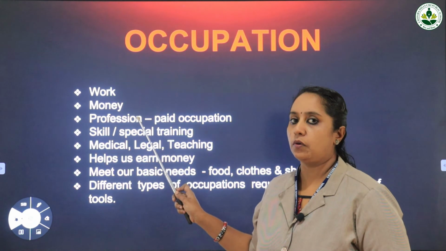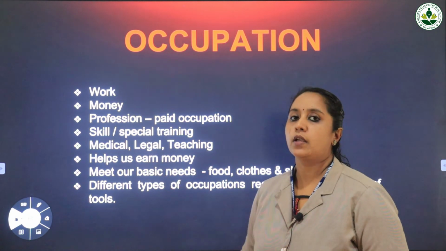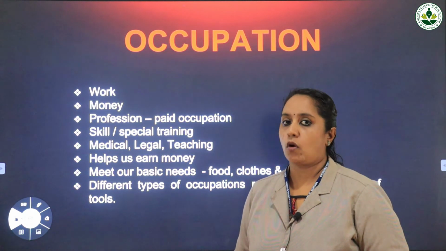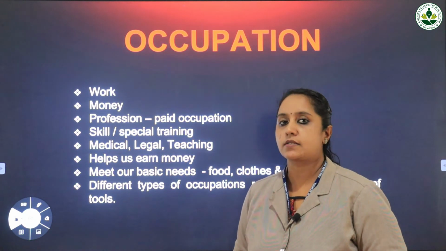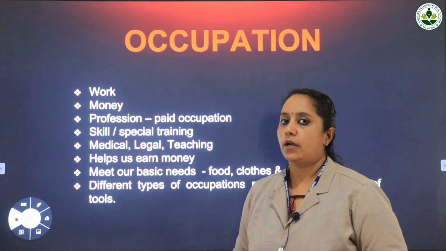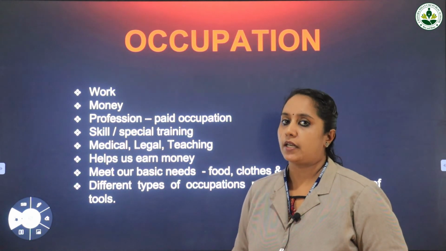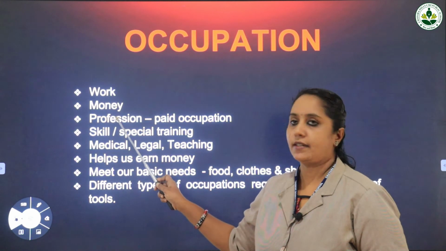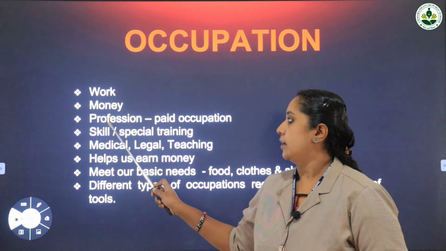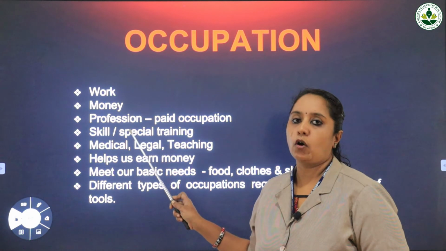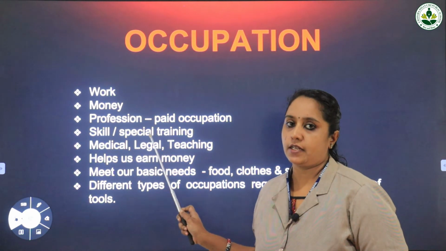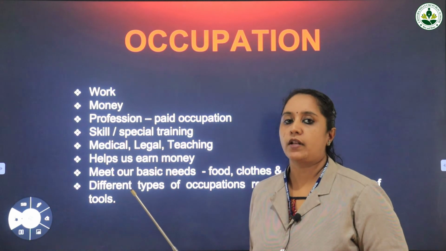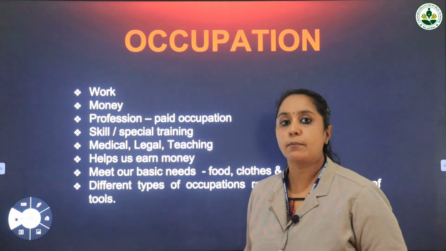So all of us do a lot of work at home. Your parents might be doing cooking, cleaning, washing clothes, etc. So all these things are some kind of work. But for doing a specific work we need some training. Now when we do work we get money. Now in a profession we are always paid. That is, your father might be a doctor or your mother might be a teacher. So when they are doing such jobs they will get money for that.